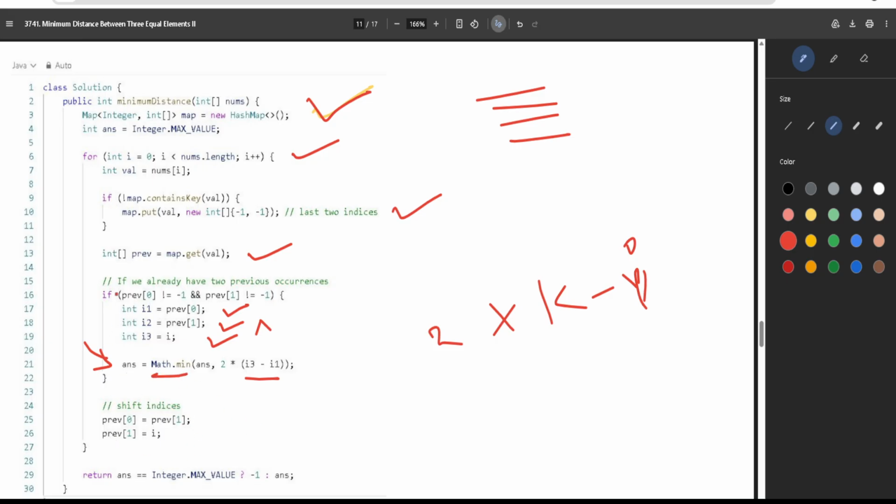Then if this case happens, it means we already have the previous one, so that's fine. Otherwise we will update our two indices, we will shift the indices, and then we'll check if the answer is the max value, return -1. Otherwise, you have the minimum value, so you return the minimum value. Okay, so this is the way we will implement the approach that we are talking about.